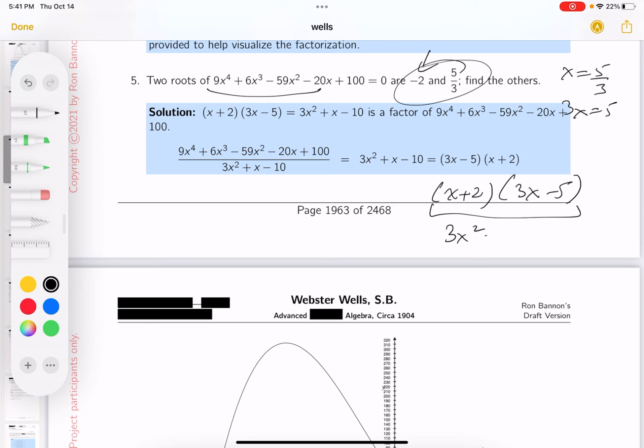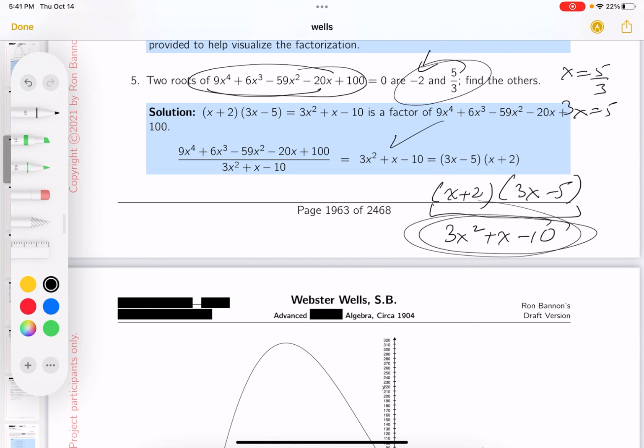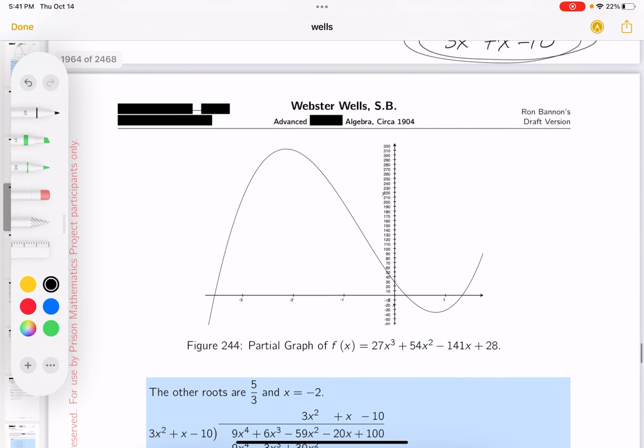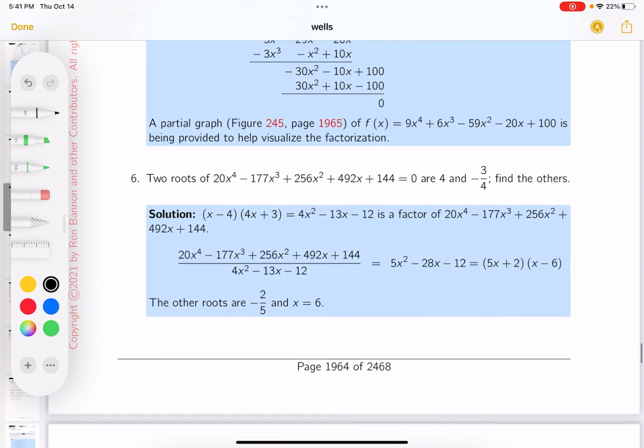Minus 5x plus 6x is plus x, and you get minus 10. So what are you going to do? You're going to divide the polynomial by that, and you're going to get a depressed quadratic out of it. The depressed quadratic is pretty easy, but again, you need to work on that. We give you answers for a reason, by the way. We want you to check that.